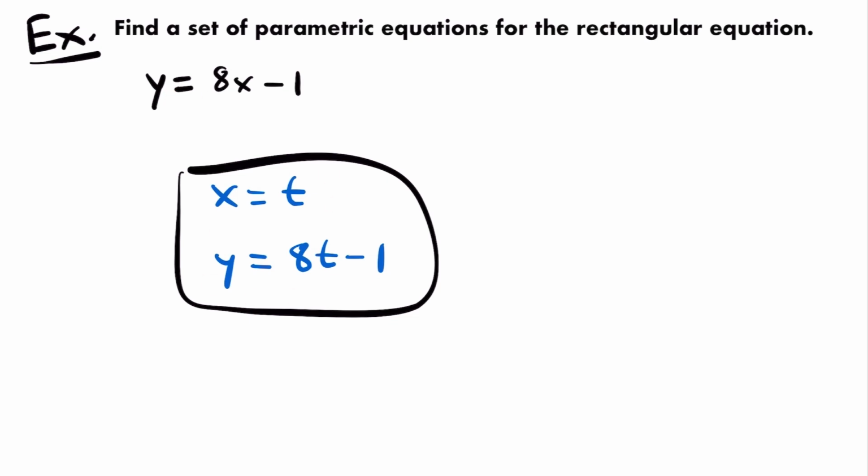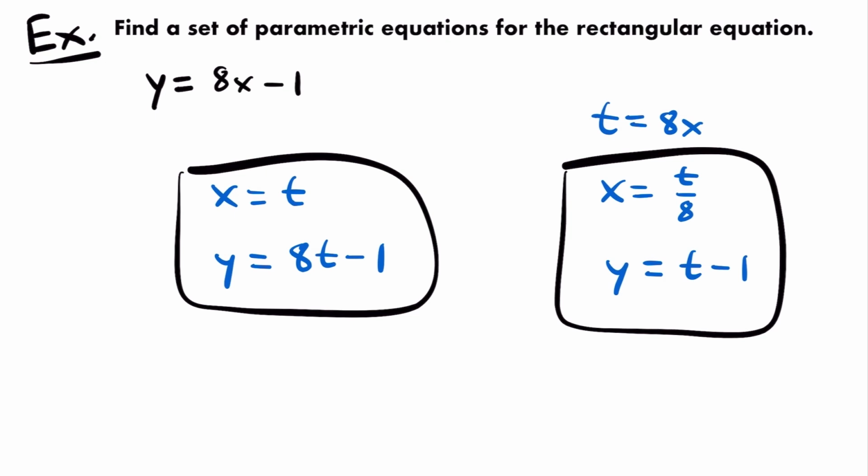There are multiple solutions. For example, we could also let t equal 8x. We don't have to just let t equal x. We can just pick that whole term, let t equal 8x. And if we solve for x, we'll have that x is equal to t divided by 8, if we divide both sides by 8. And then since we're saying t is equal to 8x, we can replace 8x with t in this equation to get our parametric equation for y. So we'll have y is equal to t minus 1. And so those would be another set of parametric equations for this rectangular equation.